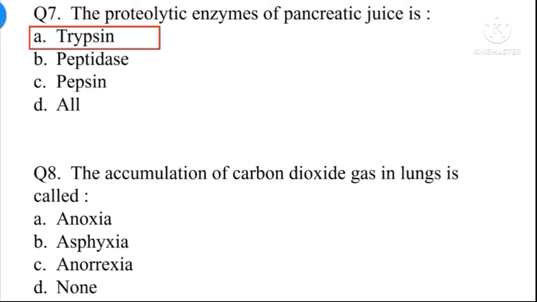Next question is, the accumulation of carbon dioxide gas in lungs is called. Options given are option A anoxia, option B asphyxia, option C anorexia, option D none. Here the correct answer will be option B asphyxia. Asphyxia is the condition characterized by decreased oxygen and increased carbon dioxide content in the body. The term anoxia means decreased oxygen supply to the tissues, whereas the term anorexia means loss of appetite. Actually, it is an illness where the patients are afraid of being fat, so they stop eating.